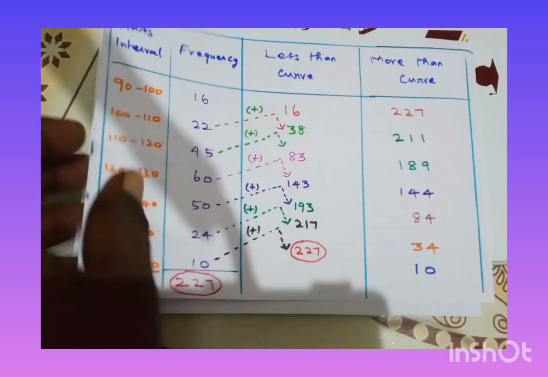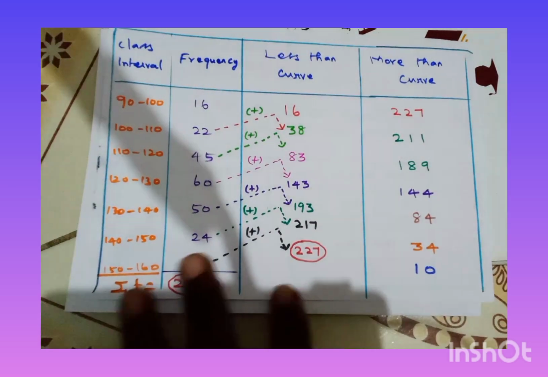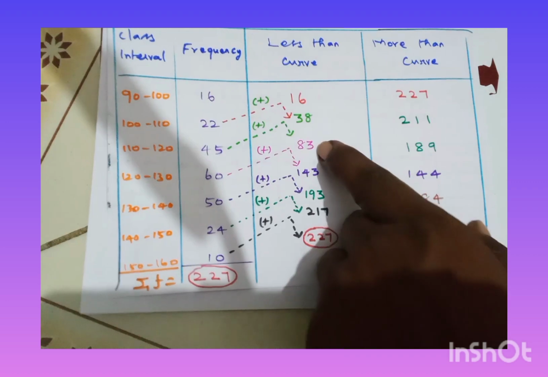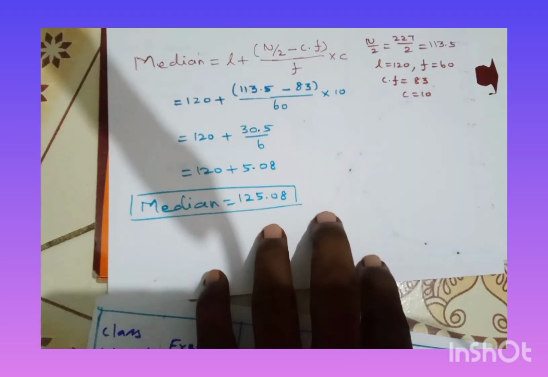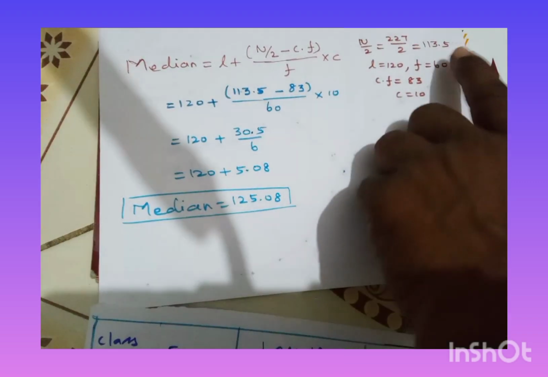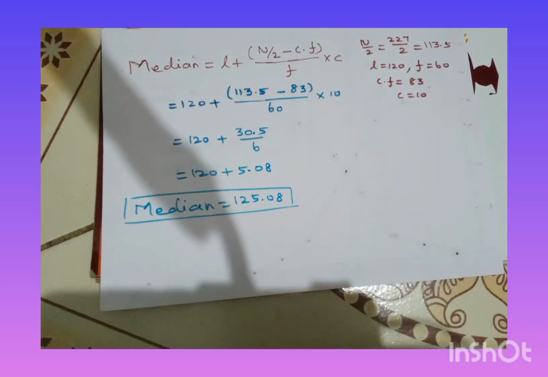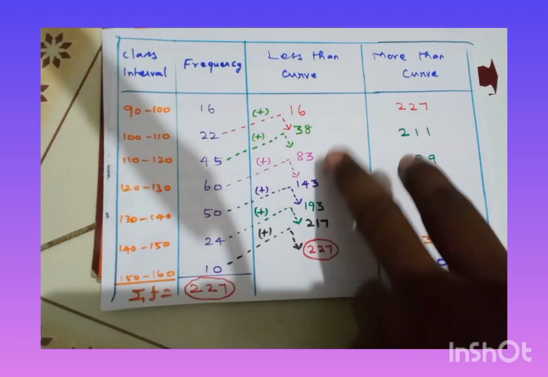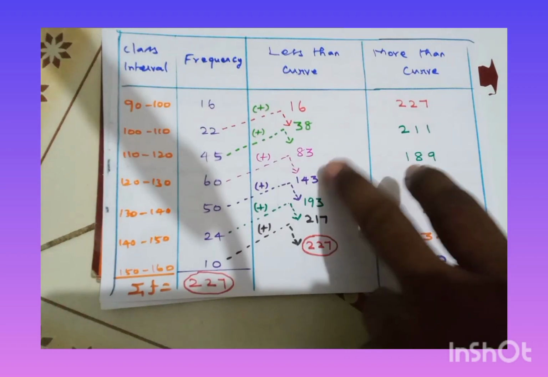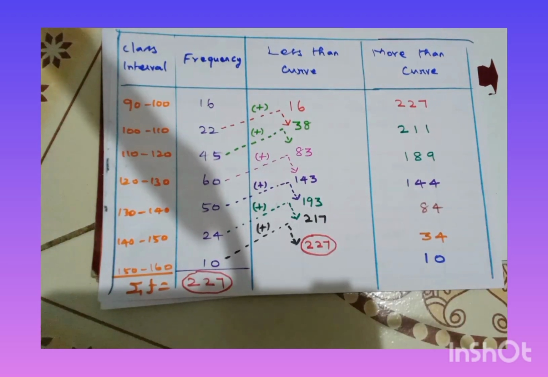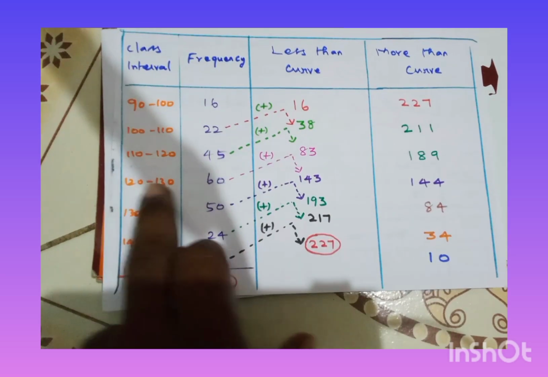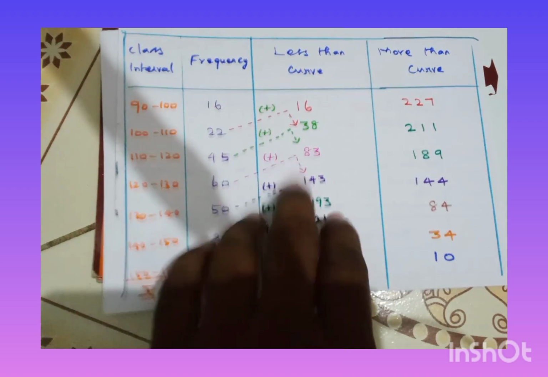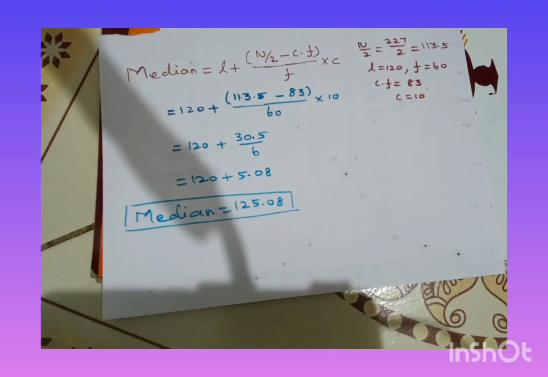So my dear students, see here, consider only the less than curve. It means cumulative frequency, isn't it? This is the value n by 2, 113.5. That particular point lies between 83 and 143, isn't it? So let us choose the interval 83 and 143. Definitely in this interval the value n by 2 lies. So consider the largest cumulative frequency's corresponding limits, 120 to 130. Here 120 is the lower limit, so I have chosen it. So L is equal to 120.